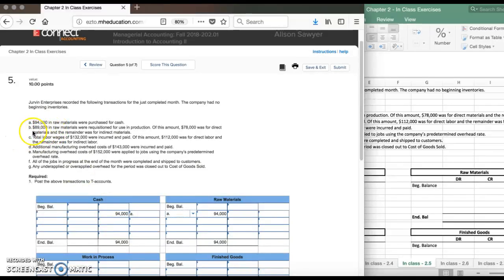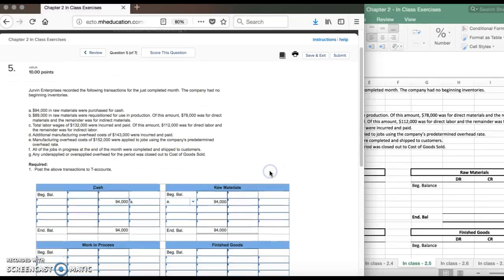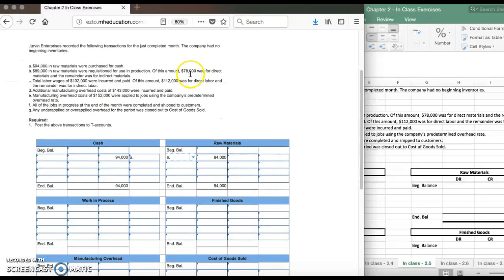So B, $89,000 in raw materials were requisitioned for use in production. Of this amount, $78,000 was for direct materials, and the remainder was for indirect materials. So what do we know? So whenever we see requisition, it means it's coming out of raw materials. So in total, that's $89,000. So we're going to credit raw materials, $89,000.